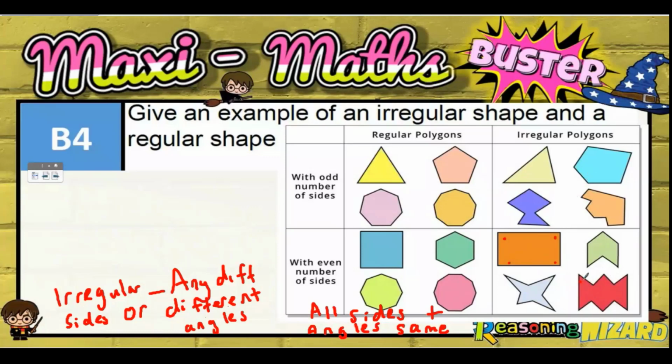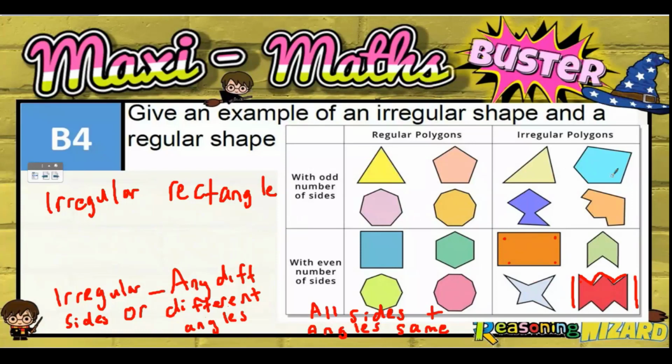This shape here. So you've got short sides along the top and you've got long sides down the left and right side of the shape. So that means the sides of the shape on the left and right are longer than the top and bottom sides. So that means it's irregular. So if you're giving an example, an irregular shape could be a rectangle. That's a good example. That is irregular because not all the sides are the same.